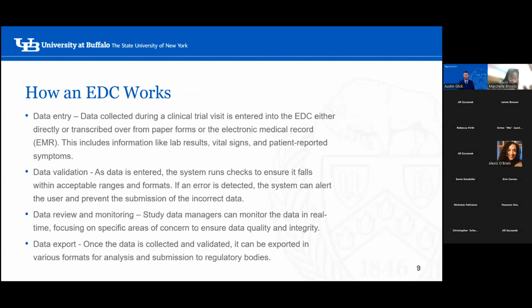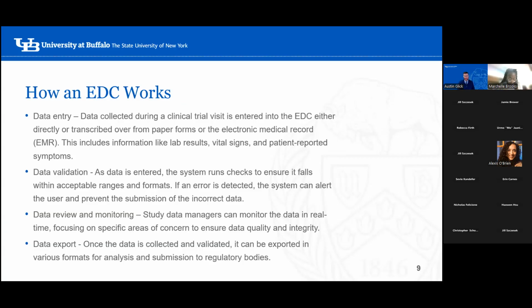So how does an EDC work? It starts with data entry. Data is collected during a clinical trial visit, and then it's entered into the EDC either directly or it's transcribed over from paper forms or the electronic medical record, the EMR. This includes information like lab results, vital signs, patient-reported symptoms, adverse events, medical history. Anything that needs to be collected for the study is going to be reported in the EDC.